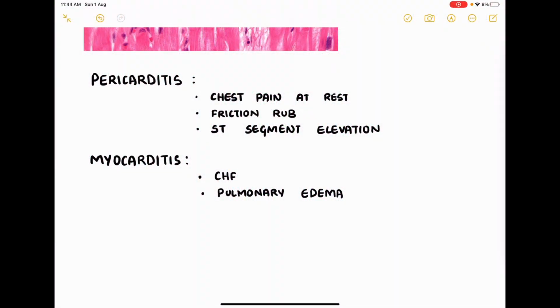If there is pericarditis, then the patient would complain of chest pain at rest. Friction rub can be heard on auscultation, and this friction rub can be heard even after the patient holds his breath. And this is how you differentiate the friction rub of pericarditis from that of pleuritis. In case of myocarditis, there could be congestive heart failure, pulmonary edema.